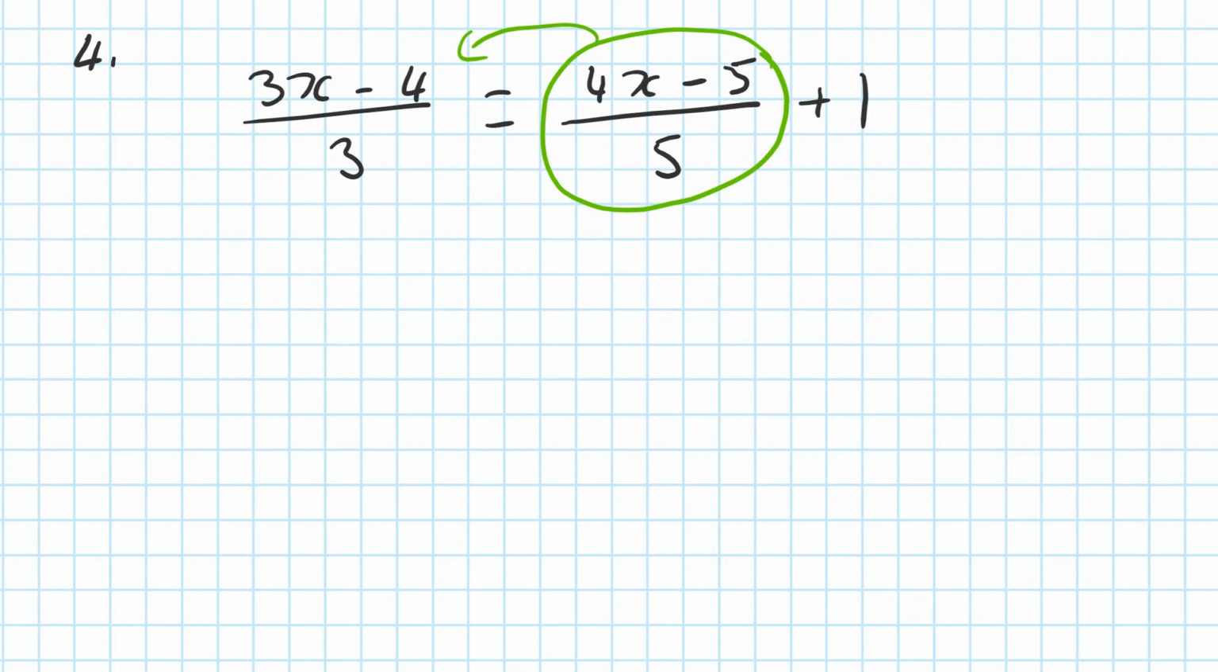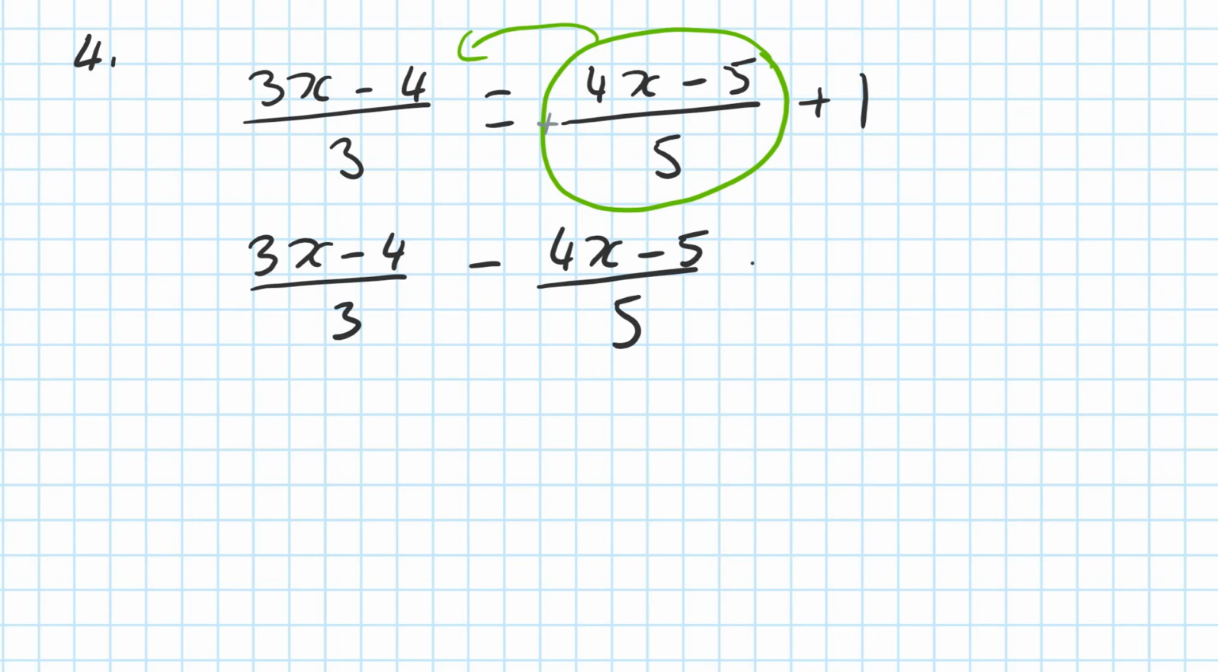So now we move this side, nothing here, it means a plus here. Now we move it to the other side, of course, it becomes minus. So it can be 3x minus 4 all over 3, not equal, of course, because I move this side, it becomes minus 4x minus 5 all over 5, which is equal to 1.